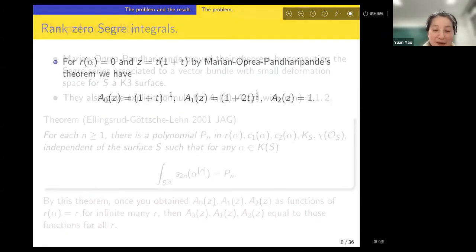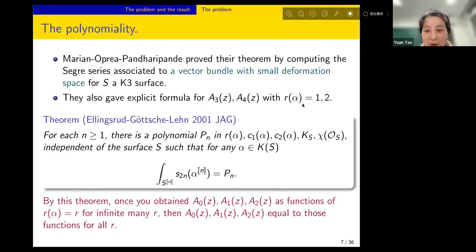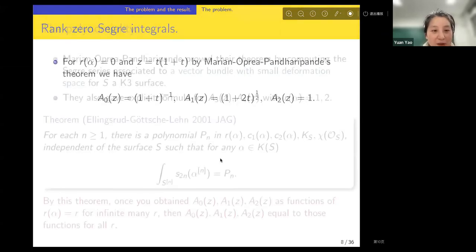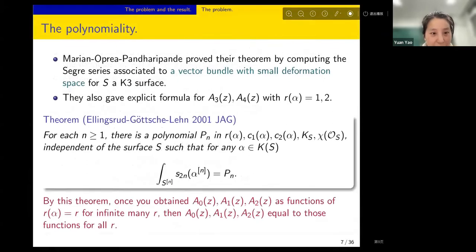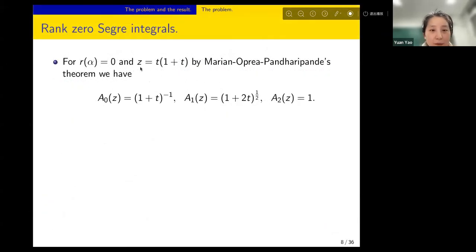So they also give the explicit formula for rank 1 and rank 2. And how about rank 0? So they give a conjecture. So rank 0, we already know A3, A. So there are 5 series, right? We already know the first 3, and there are 2 left. But for the rank 0 case, we have this change of variables. By the theorem, we have this expression.